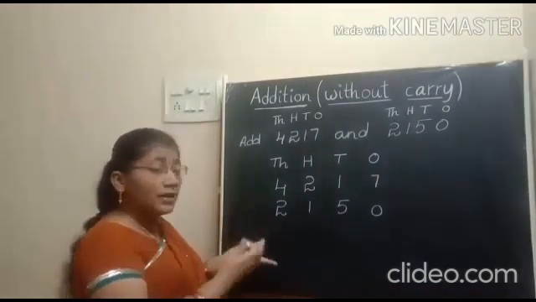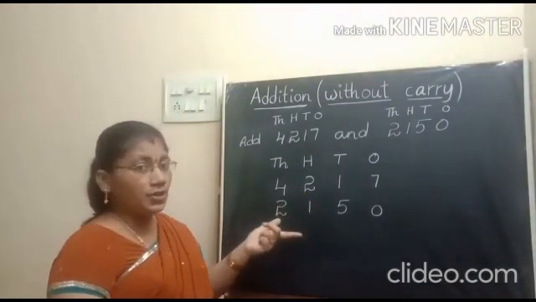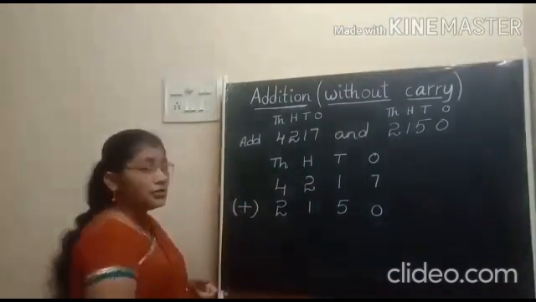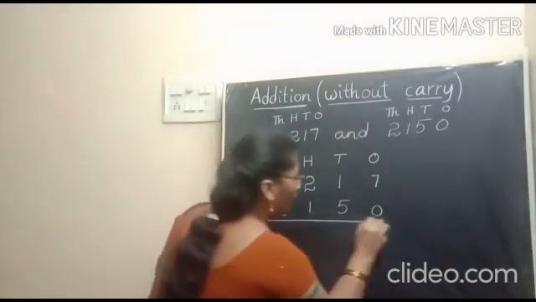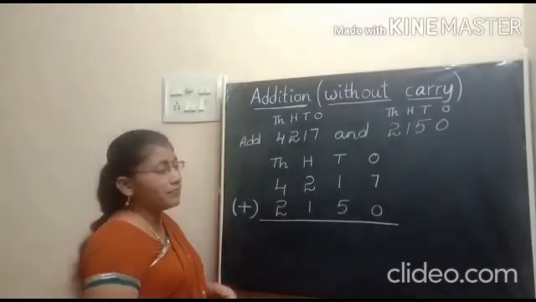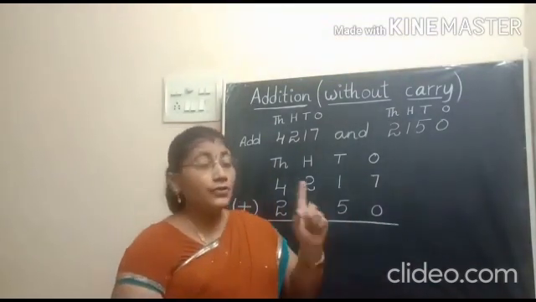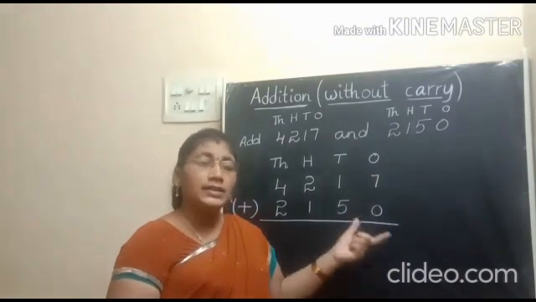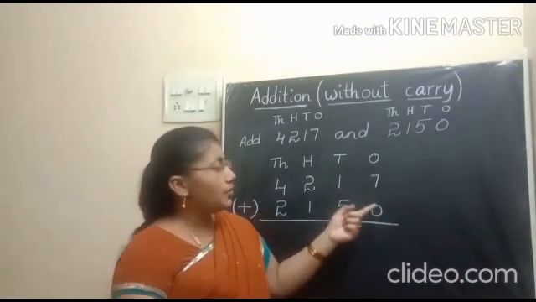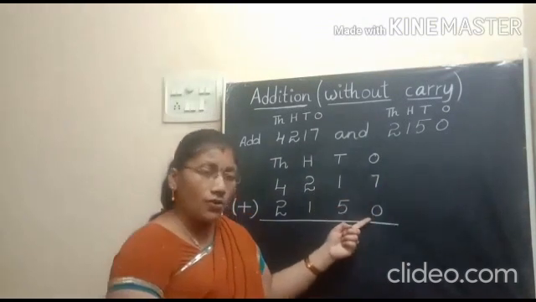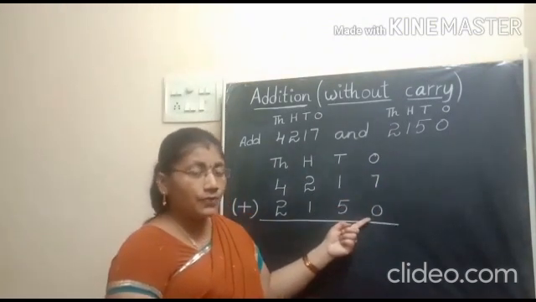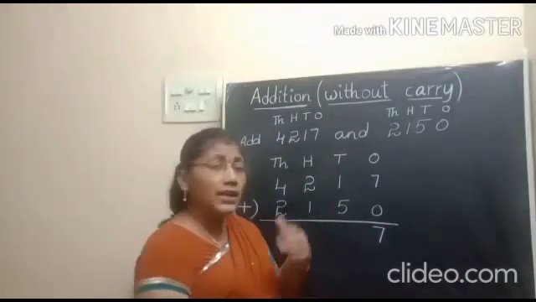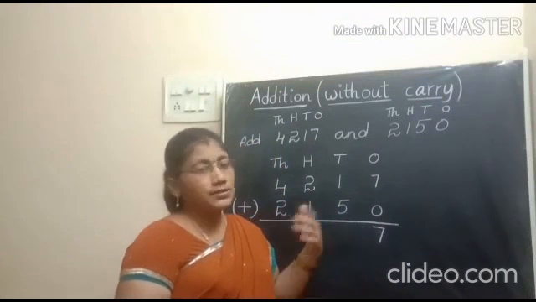Now which operation are we applying here? Addition. So we should use plus. Now add these two numbers. First we add from the ones column. That means we add the digits in the ones column. So by adding 7 and 0, what do we get? We get 7, because by adding any number with 0, we get the same number.